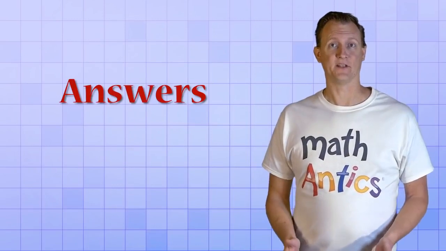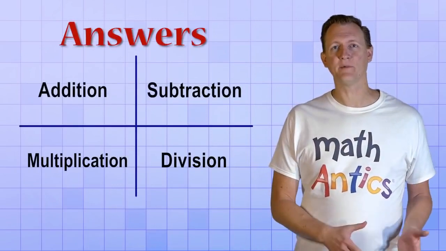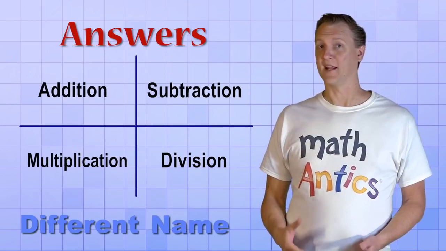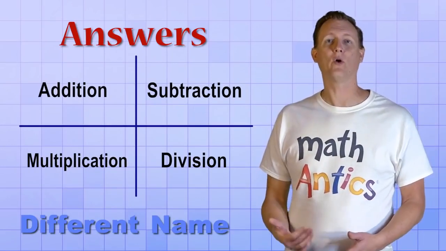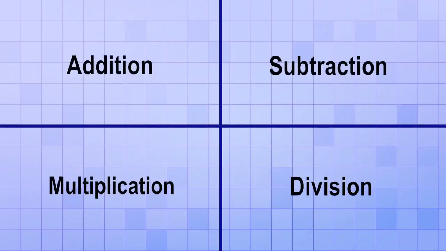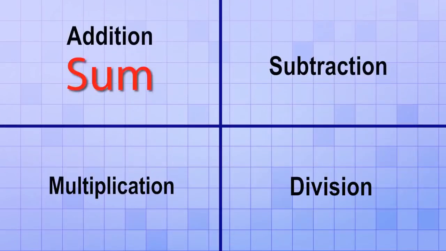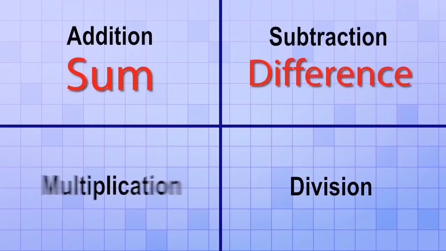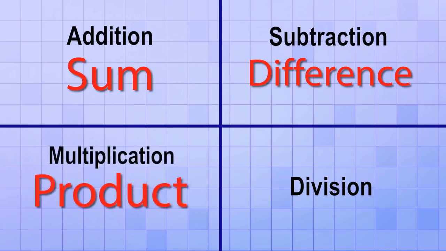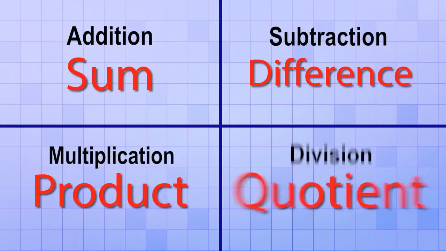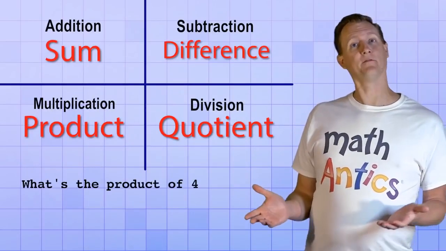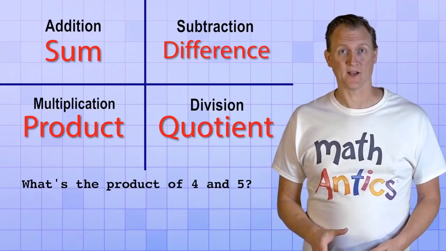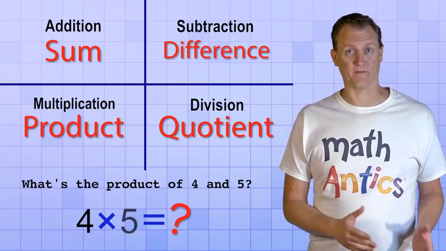And speaking of answers, did you know that the answers for each of the four arithmetic operations gets a different name? And it's important to learn those names because they'll help you when you need to read math instructions or when you're solving word problems. The answer to an addition problem is called a sum. The answer to a subtraction problem is called a difference. The answer to a multiplication problem is called a product, and the answer to a division problem is called a quotient. Try to memorize these so that if someone asks you, "What's the product of 4 and 5?" you'll know that they're really asking, What answer do you get if you multiply 4 and 5?